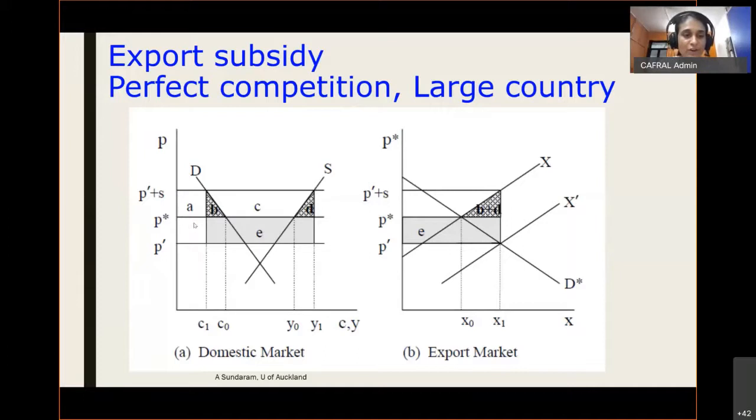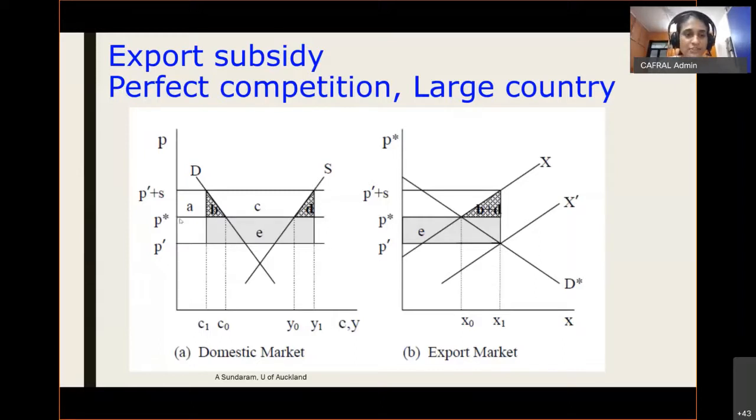So by giving a subsidy, the world price has been driven down to P prime, and the domestic price in the country is P prime plus S here. Okay. So again, there's a wedge here. So there's a terms of trade effect, but this is the opposite. This is a terms of trade loss.